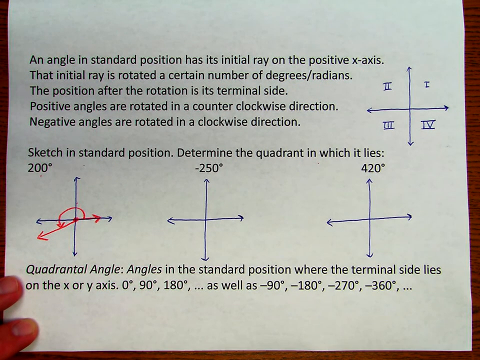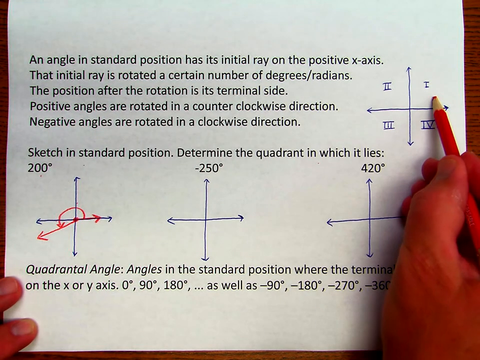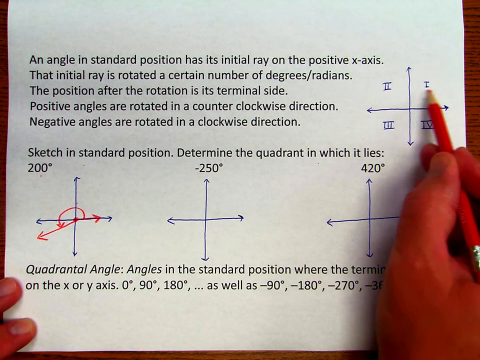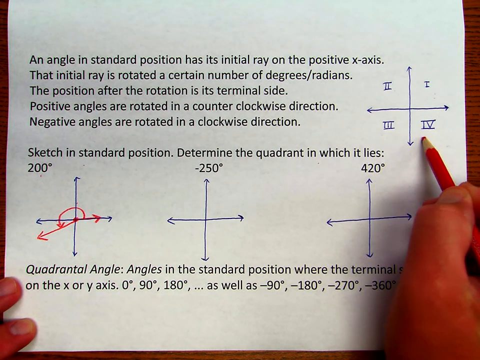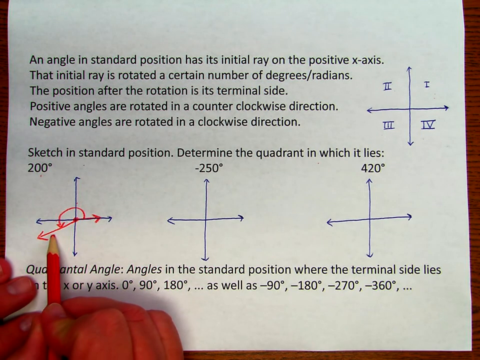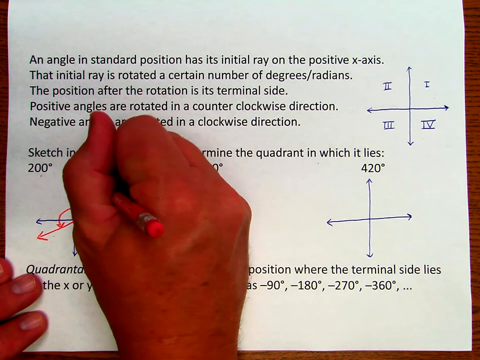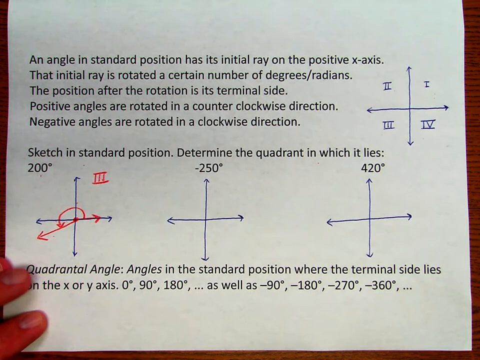When you name quadrants, you start in the upper right and you go around using Roman numerals. So it's quadrant 1, 2, 3, 4. So the terminal side of this angle lands in quadrant 3, so it's a third quadrant angle. Okay, what quadrant it's in is going to have a pretty significant impact on a lot of things we do in this unit.